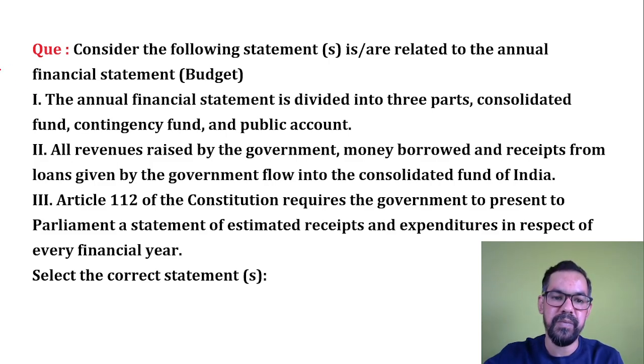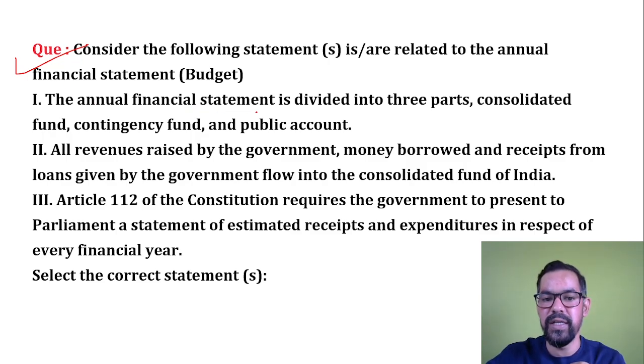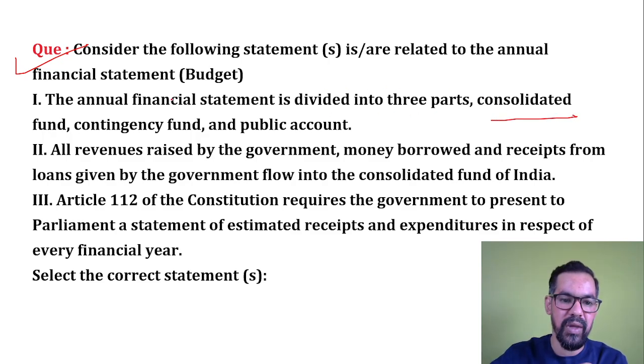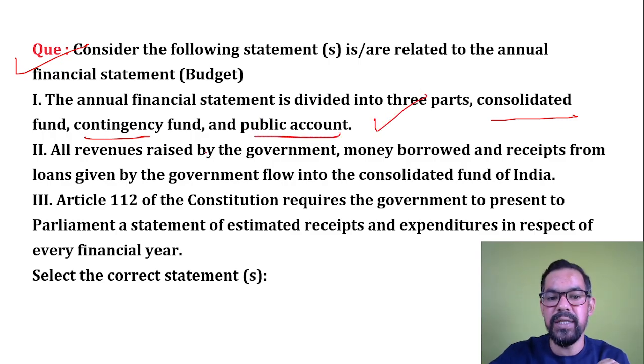Okay, next one. Consider the following statements related to the annual financial statement, again related to the budget. The first one: the annual financial statement is divided into three parts. So we have the consolidated fund, the contingency fund, and the public account. So this is correct. All revenue raised by the government, money borrowed and received from loans given by the government flow into the consolidated fund of India, again which is correct.